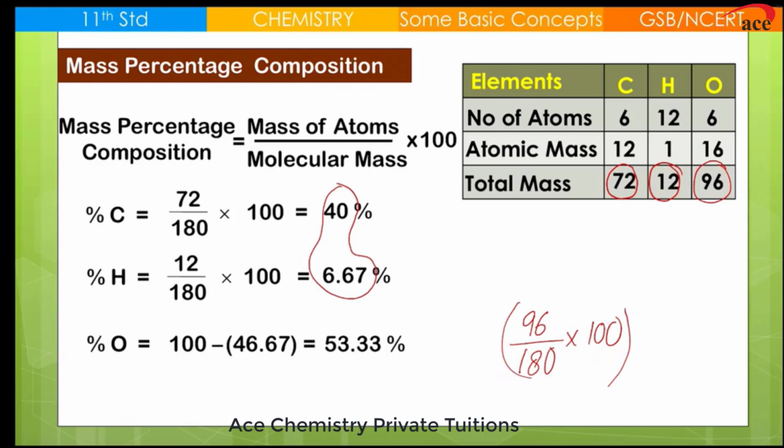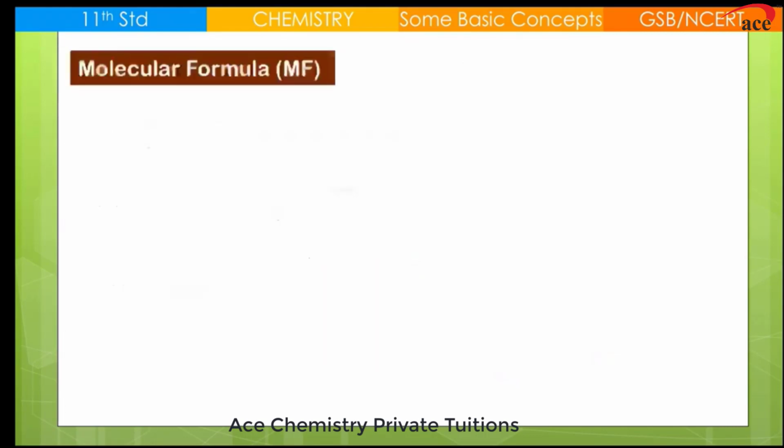So percentage of carbon in glucose is 40%, percentage of hydrogen is 6.67, percentage of oxygen is 53.33. This is how you calculate percentage composition. I suppose this one example is enough for you to understand.